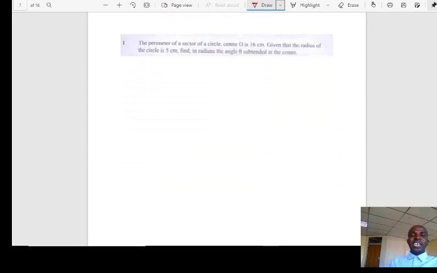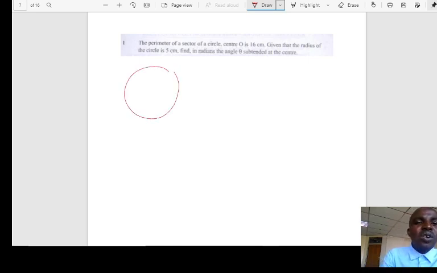Right, these are the questions now. First question, as an example. The perimeter of a sector of a circle, center O, is 16 centimeters. Given that the radius of the circle is 5 centimeters, find in radians the angle theta subtended at the center of this circle.